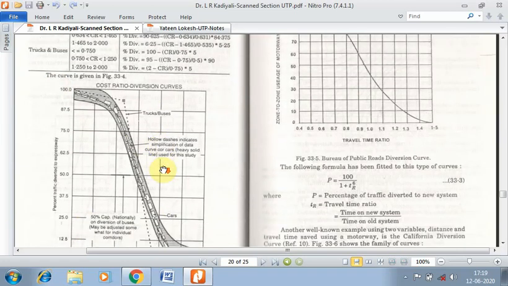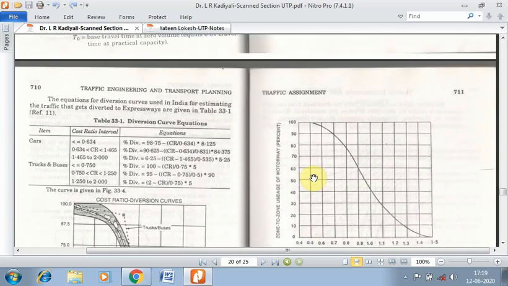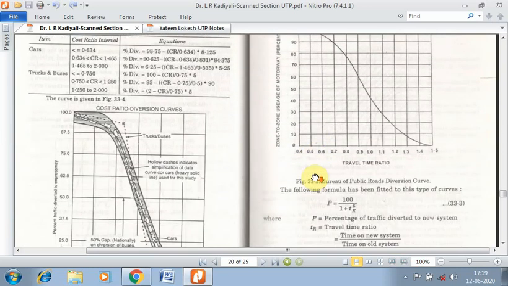You can go through this graph in detail and get back to me if you have any doubt. Okay, now this particular process is not only being used in India, but it's been used in many other places.